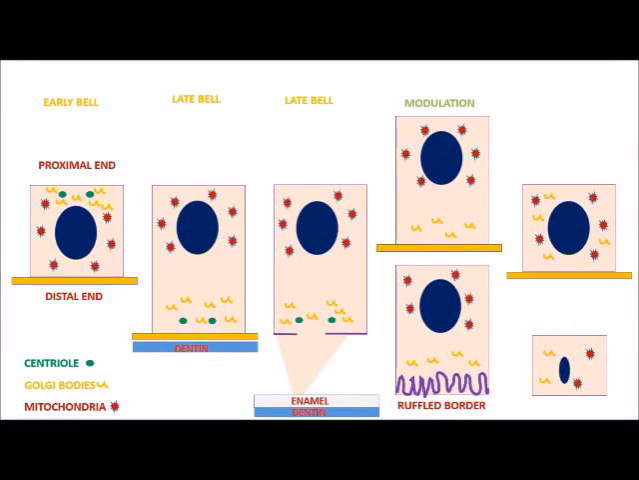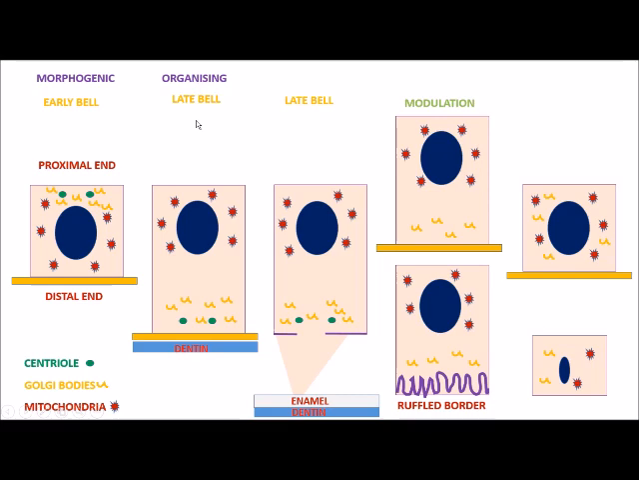So let's summarize. Morphogenic stage. This stage occurs in early Bell stage, and in this stage the cell is low cuboidal or short columnar cell with large nucleus, mitochondria evenly distributed, centrioles and Golgi bodies at the proximal end, and the cell rests on the basement membrane. Morphogenic stage determines the morphology of the tooth, hence the name morphogenic stage.